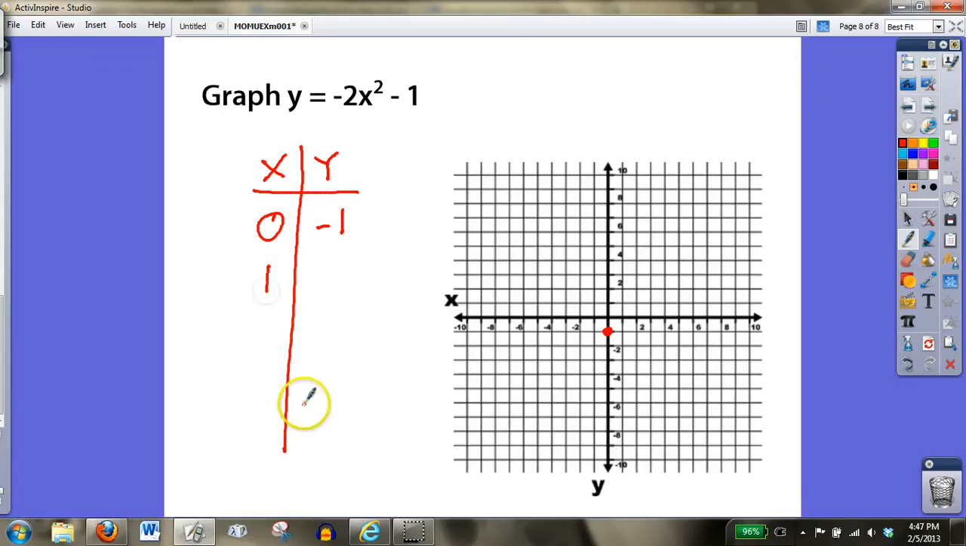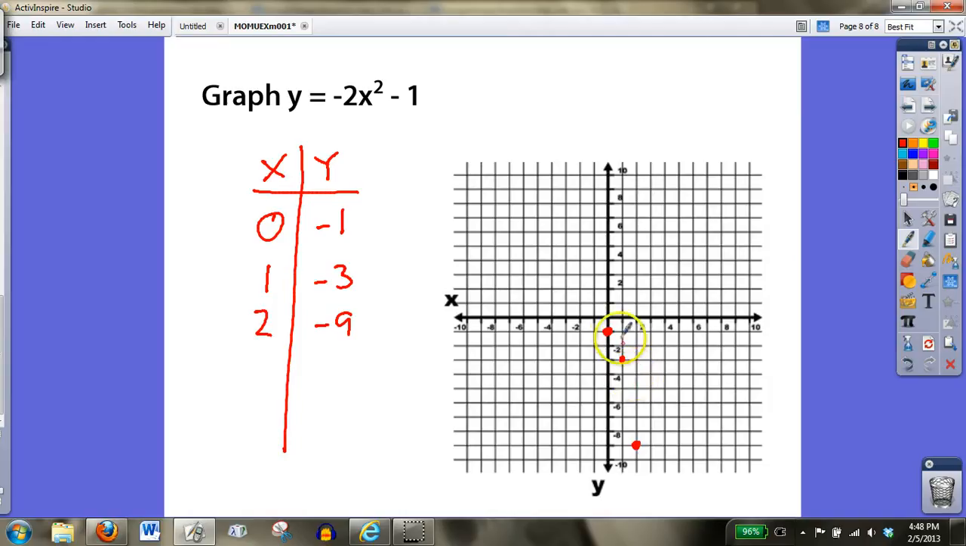Let's try positive 1. Now again, normally you should write this out on your paper, but since we're a little short on screen space here, let's just do it this way. 1 squared is 1. 1 times negative 2 is negative 2. And negative 2 minus 1 would be negative 3. So across to 1, down to negative 3. Let's try 2. X is 2. Plug it in. 2 squared is 4. 4 times negative 2 is negative 8. Negative 8 minus 1 is negative 9. So 2, negative 9. Alright, you can see what I was talking about here.